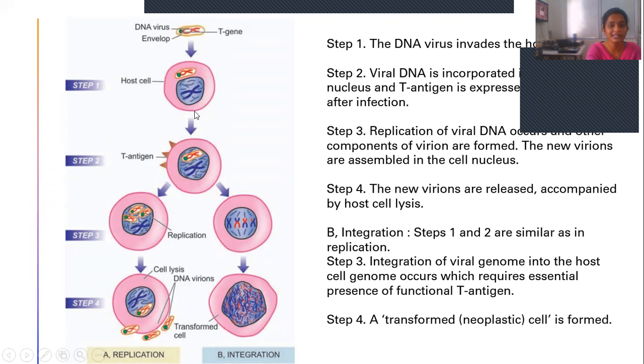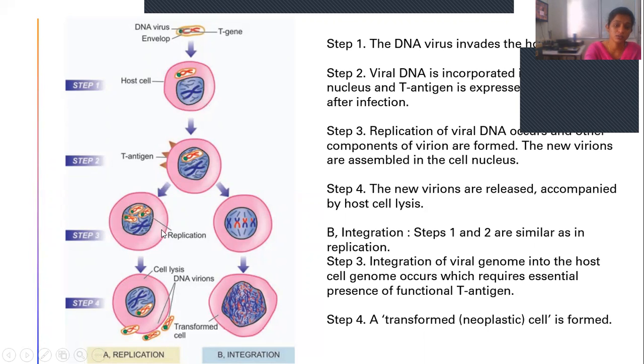So now it integrates into the nucleus. First it is in the cytosol, now it enters into the nucleus of the host cell. Once it is in the nucleus of the host cell, what will it do? It will undergo replication, so a number of DNAs will be produced. That we call replication.